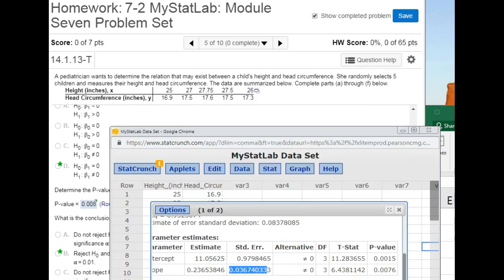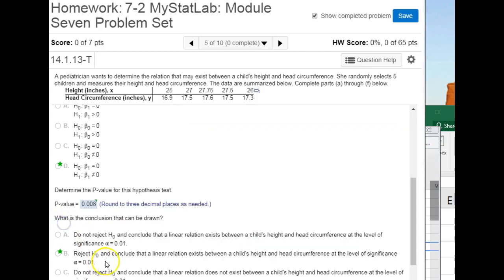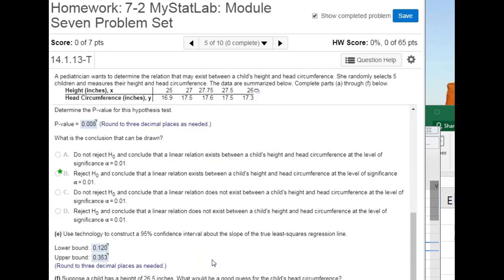What's the p-value? That's testing that, and you get your probability value, and if that is below alpha, like we always do with a hypothesis test, that means there is enough evidence to reject the null hypothesis. And so we can conclude that there is a correlation, a linear relation between a child's height and their head circumference. And then to finish off the problem, we're going to actually go back and do a confidence interval.